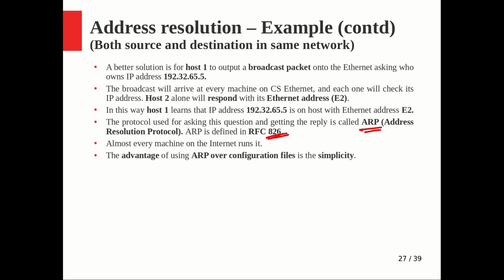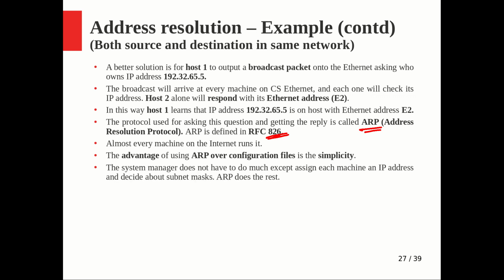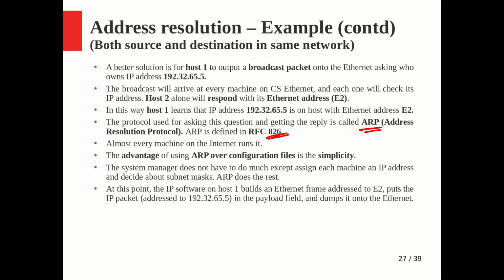The advantage of using ARP over a configuration file is, of course, its simplicity. You don't have to go for an error-prone, time-consuming configuration file management. It's just simple. Some small overhead will be added just before starting the communication. The system manager does not have to do much except assign each machine an IP address and decide about the subnet mask. That's all. The MAC address is already there with the network interface card. The MAC address is there, the IP address is assigned and the subnet mask is assigned. The rest of the things will be taken care of by ARP.